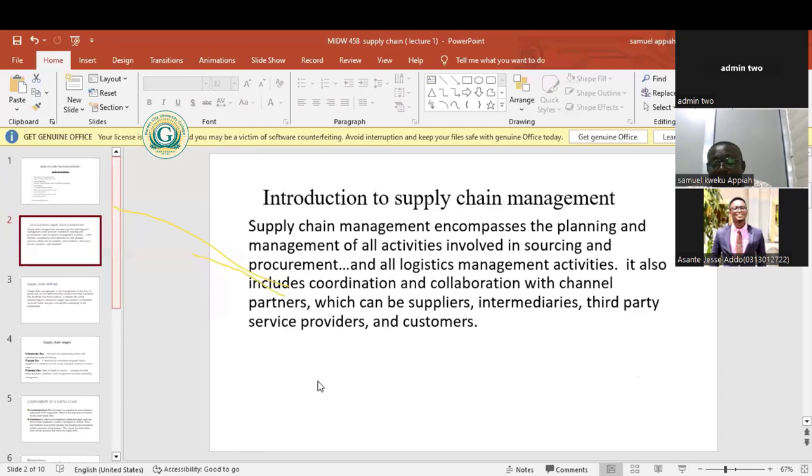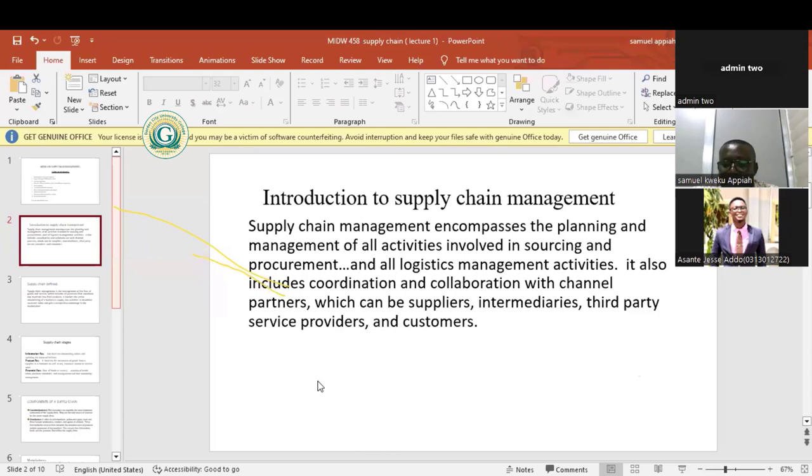From the manufacturer's end, you have intermediaries. And when you talk of intermediaries, there could be so many of them within the chain. Because how we get the drugs, how we get the items we are in possession of, those items go through a lot of hands, a lot of intermediaries before they get to our end, before the consumer, who is the final user of the item. So that's why we talk about coordination and collaboration with channel partners. Because you need to coordinate. How do we get drugs?